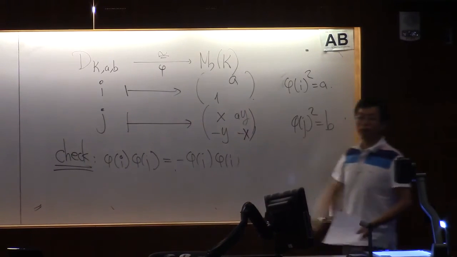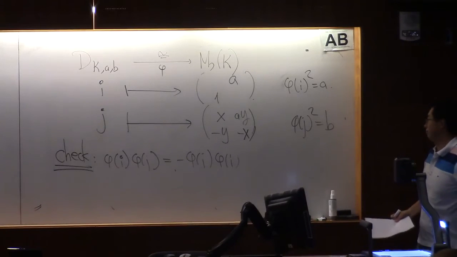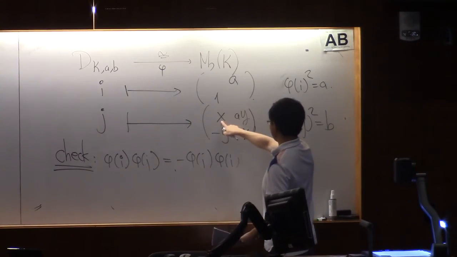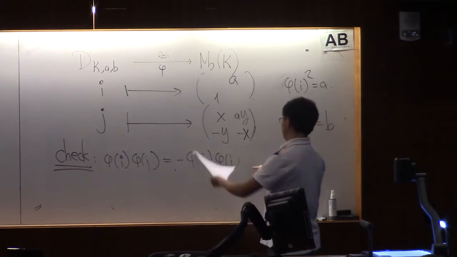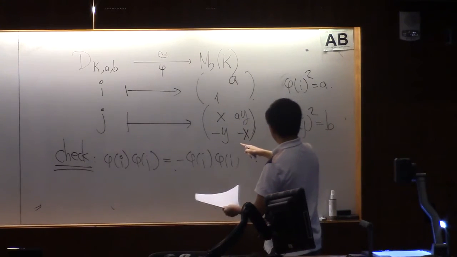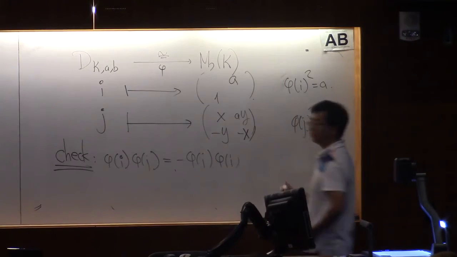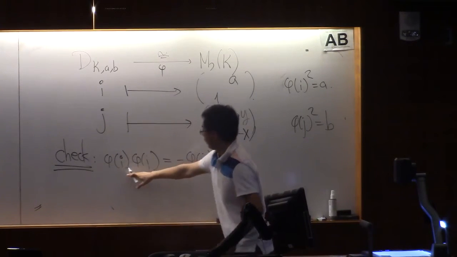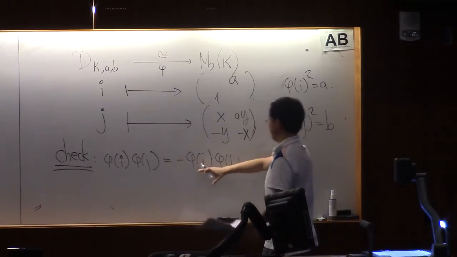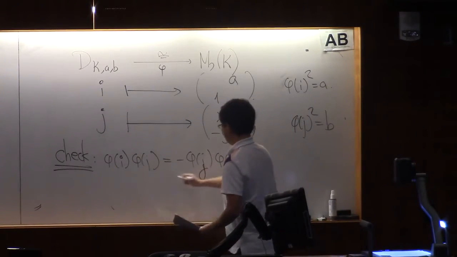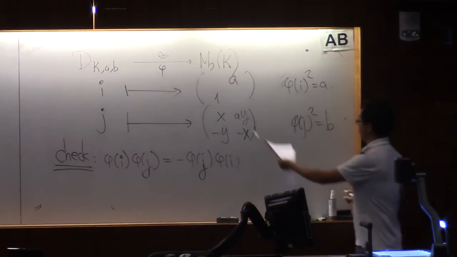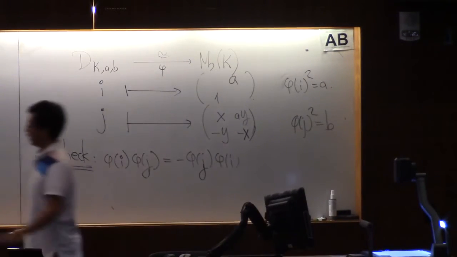It's not difficult at all. Play around with it. If you look, x a1 times this one, you get x squared minus ay squared, and then I hope I got it right. And you can also check that phi of I times phi of j equals negative phi of j times phi of I. I am not going to check this. Go back and check.